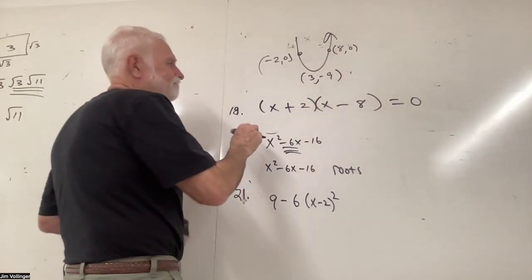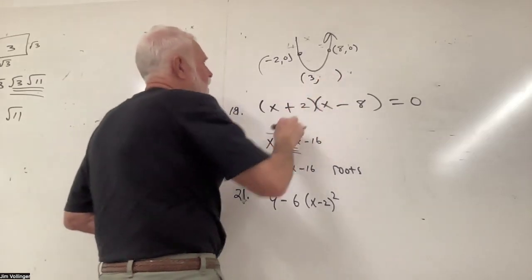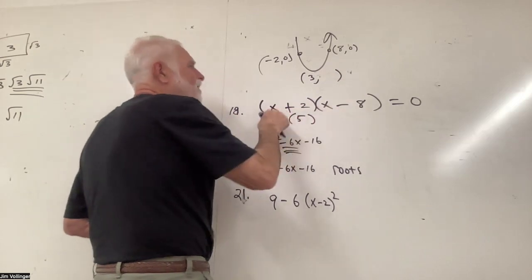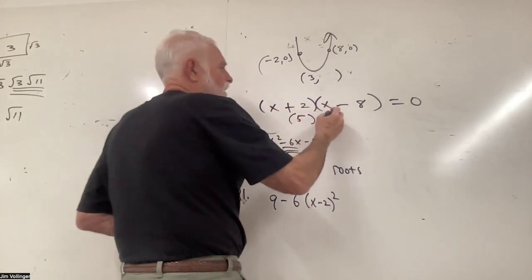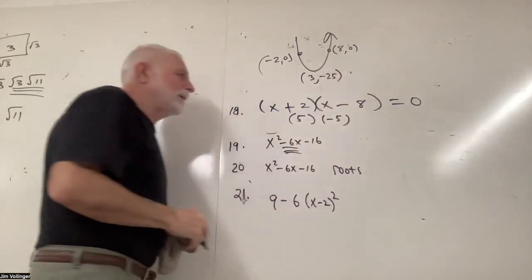So let's do it. No. Did I make a mistake on this? Yeah, I probably did. 3 plus 2 is 5. Oh, I should have put it in first. Okay. Because I knew I got a square. So it's -25. All right.